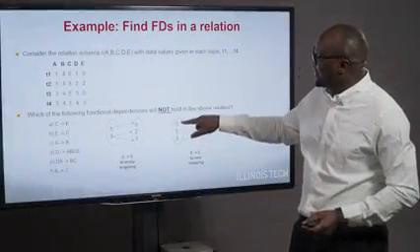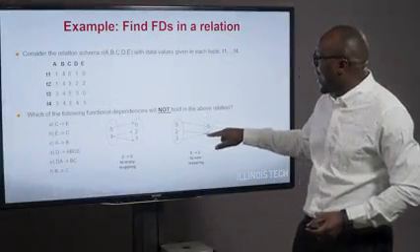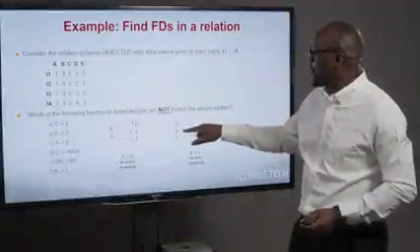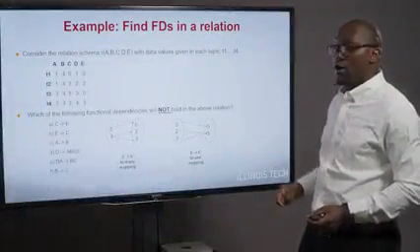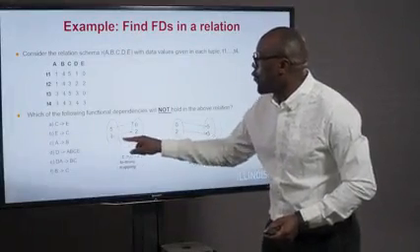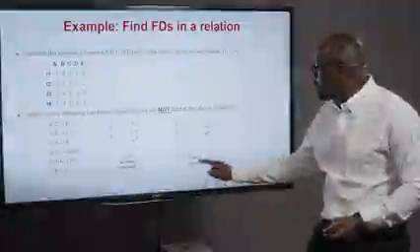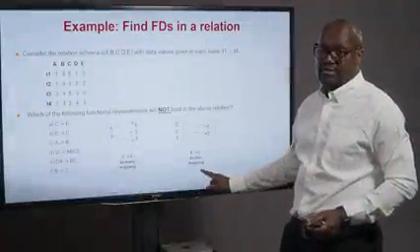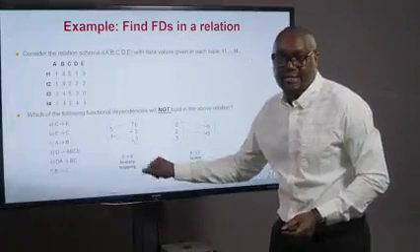So look at the instance. The instance here has a 2-1 mapping. If you have a 2-1 mapping, the condition holds, as opposed to having a value with a 2-many mapping. So a 2-1 mapping holds. A 2-many mapping doesn't hold.